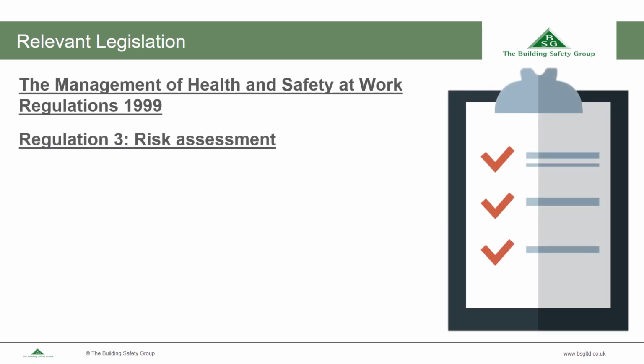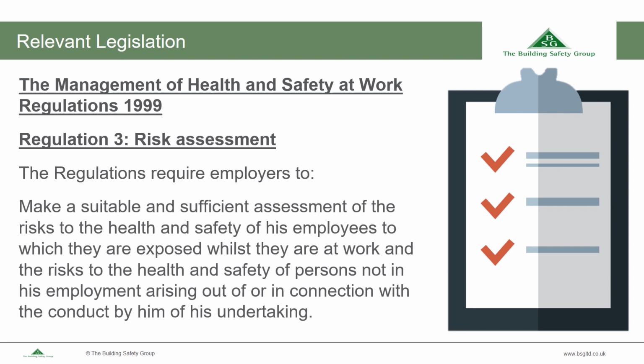Regulation 3 of the Management of Health and Safety at Work Regulations 1999 requires employers to make a suitable and sufficient assessment of the risks to the health and safety of his employees to which they are exposed whilst they are at work, and the risks to the health and safety of persons not in his employment arising out of or in connection with the conduct by him of his undertaking.